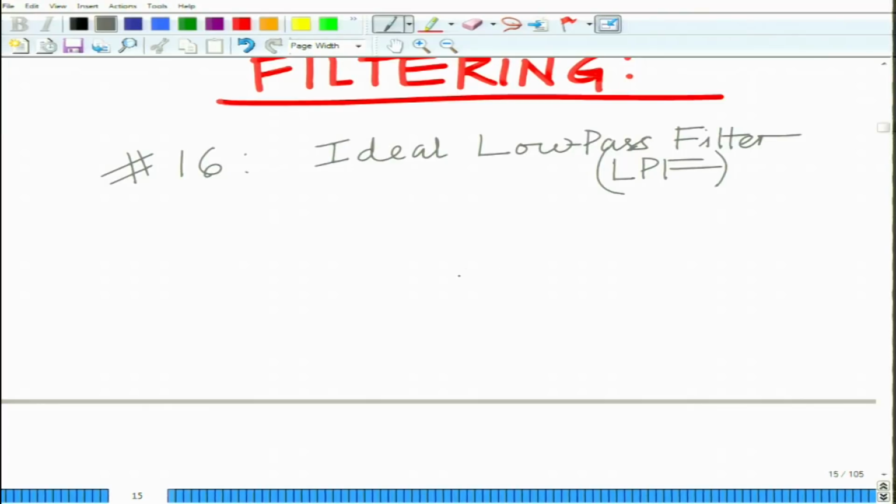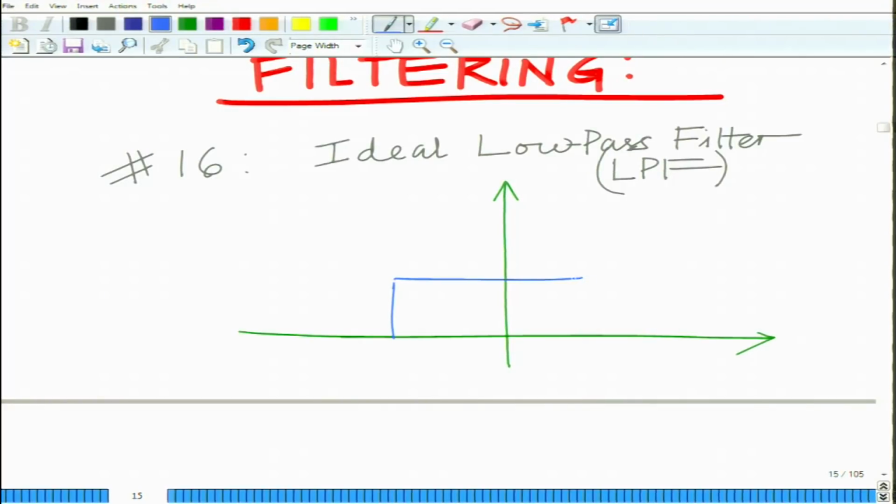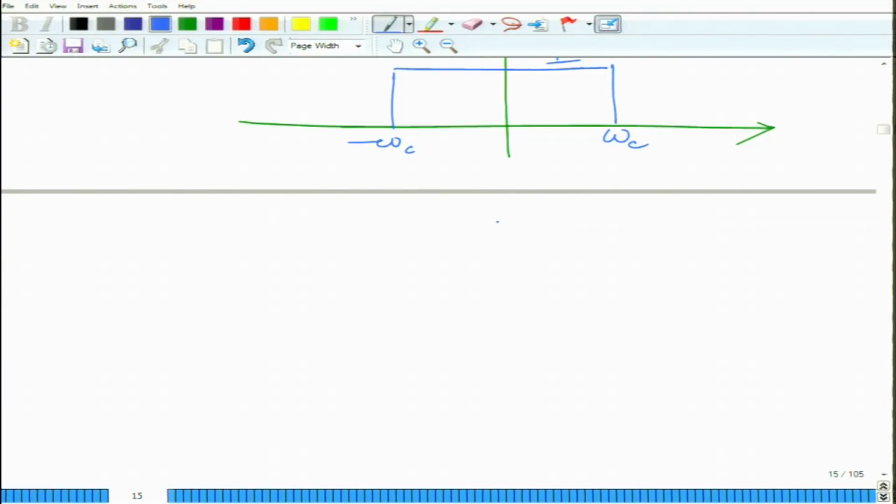and if you might remember, the ideal low pass filter response looks something like this. I have a cutoff frequency omega c, and the response H of omega equals 1 for magnitude of omega less than omega c, and H of omega equals 0 otherwise. This is an ideal LPF response.